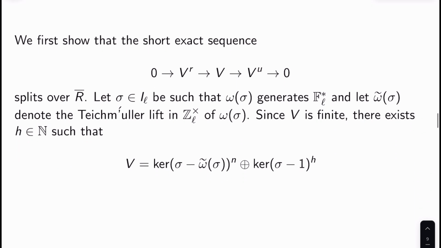Okay, there was a step 3. I think there were 5 total steps. So how do we get step 3? You first show that the exact sequence you just got done producing from step 1, 0 to V to the R to V to V to the U to 0, actually splits over R bar.